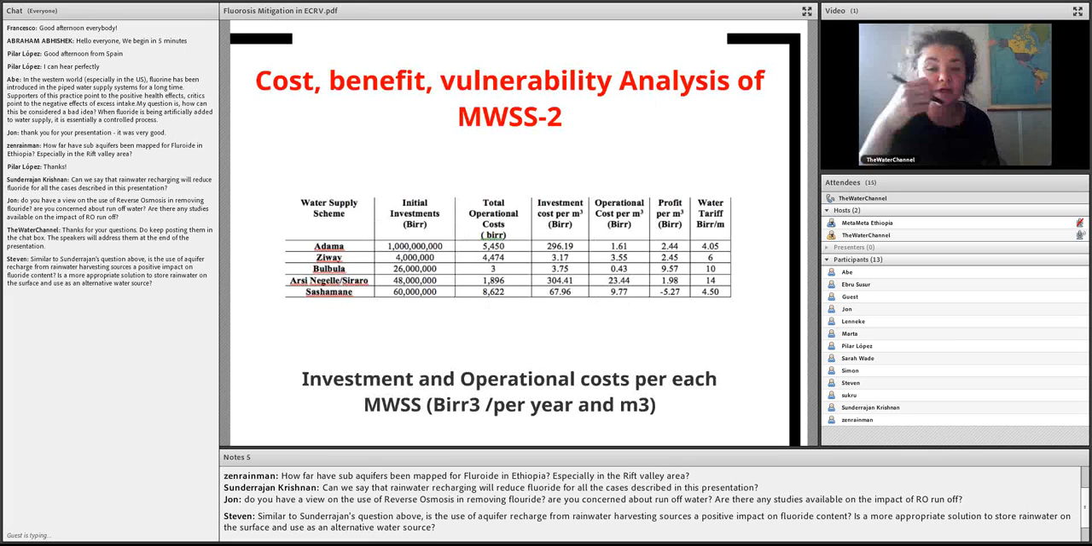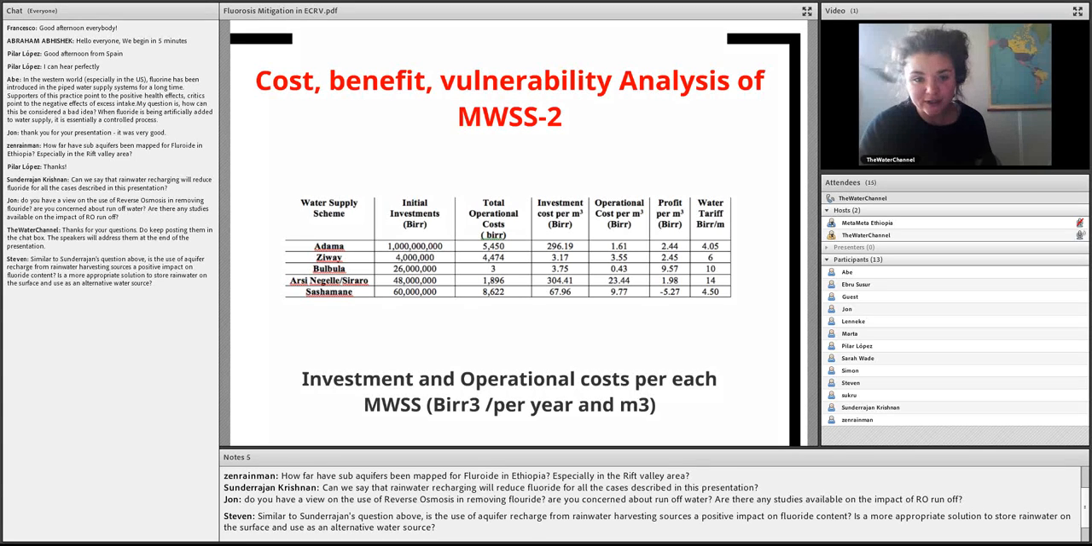Then here we have the investment cost. In particular, for this point, the indicators used to calculate cost are initial investment cost, operational and maintenance cost, storage capacity of the scheme, treatment capacity, and raw and treated water tariff. The variables used for the calculation are initial investment, operational cost, profit, and investment.